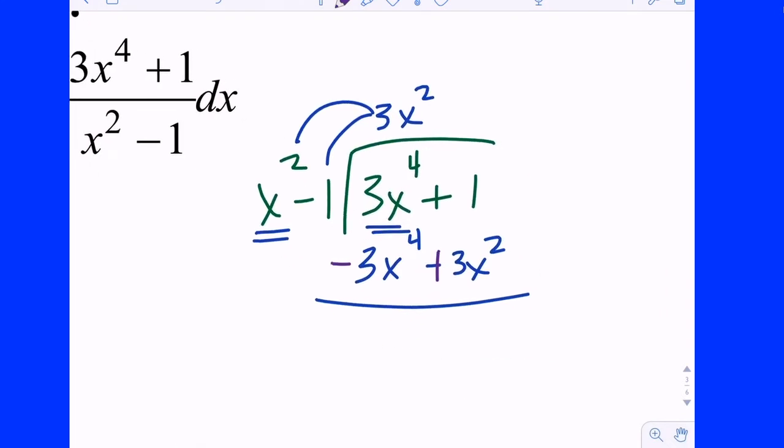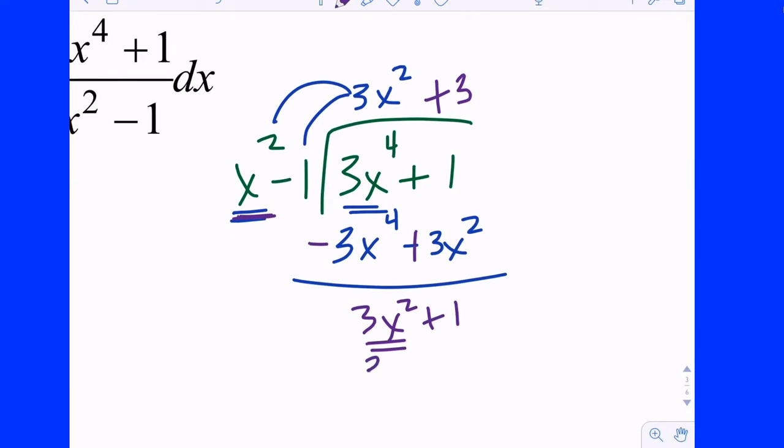And remember, we can only add like terms. So I get a 0 in the first term. 1 plus 3x squared, those aren't like terms. So I'm left with 3x squared plus 1. And then I repeat the process. Does x squared go into 3x squared? It does. How many times? 3 times, right? Because that's really 3x squared divided by 1x squared, which is 3.